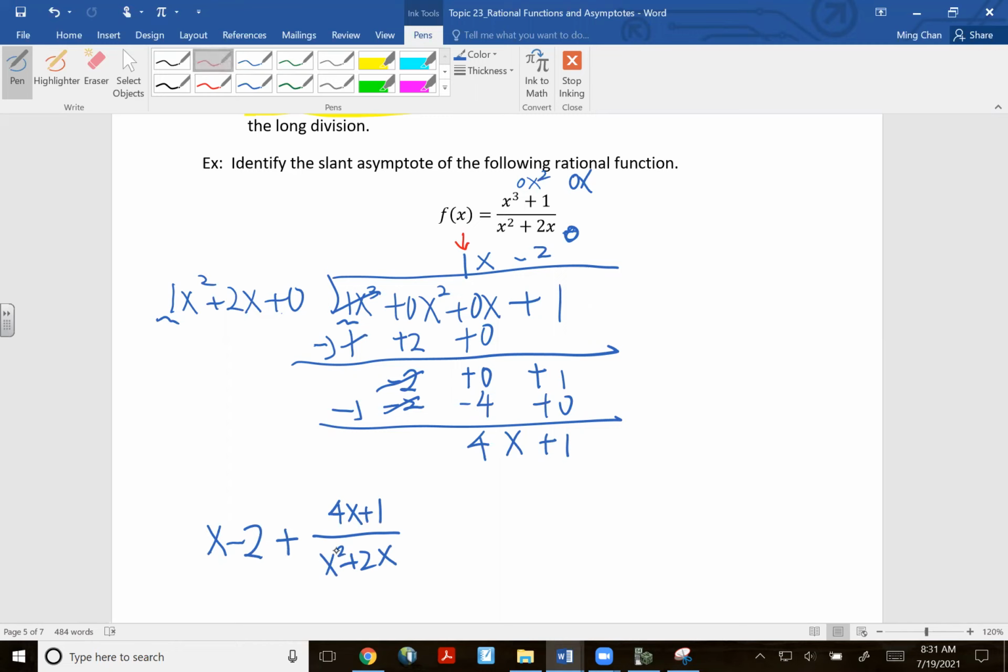your remainder actually doesn't matter as much. So the only part I need is the quotient in the front. So this slant asymptote will be y equals x minus 2.